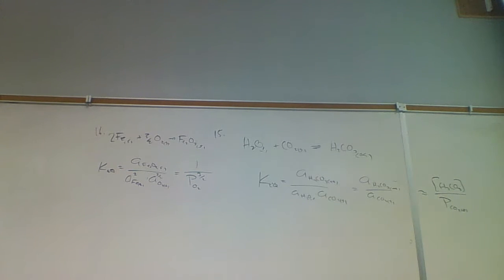17, 18, 19, these are all very similar kinds of problems where you determine it experimentally. How do you determine it experimentally? You have to measure at least one of the equilibrium concentrations, and you have to know the initial concentration. We set up an ICE table and figure it out. So that's the equilibrium constant expression.